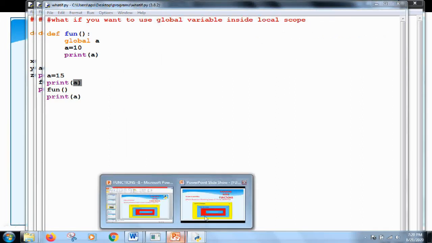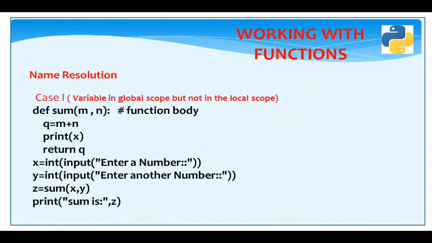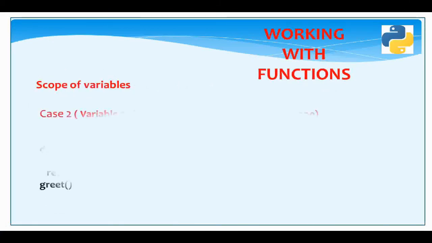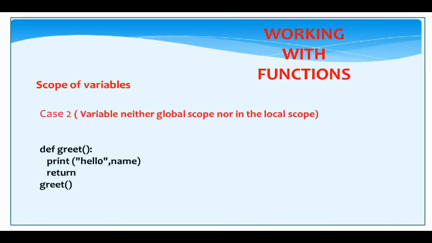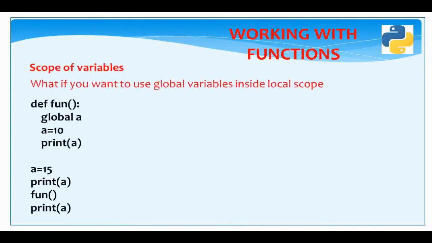Let us now move to the next topic of our Python. These are the cases which I have already told you. Case 1, this is case 2, and case 3. These are all the 3 cases which I have just shown you, and this is the 4th case, where you want to use the global variable inside the local scope.